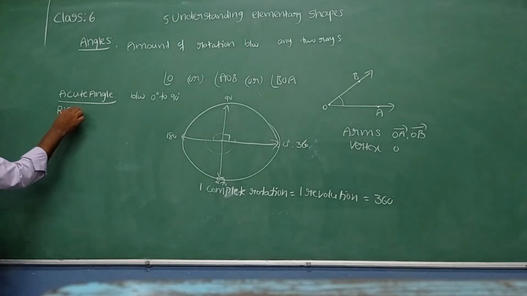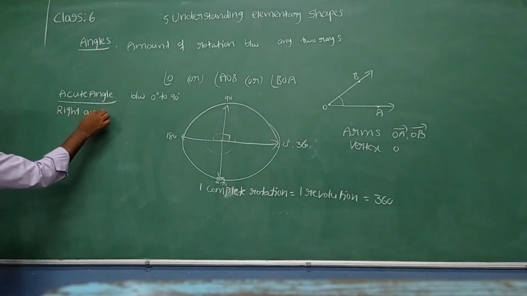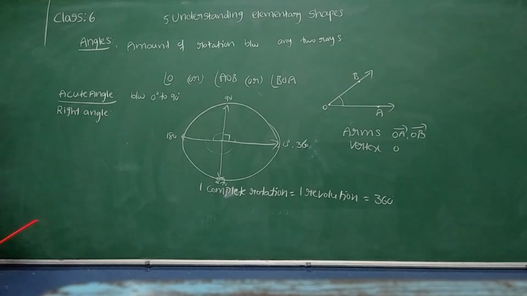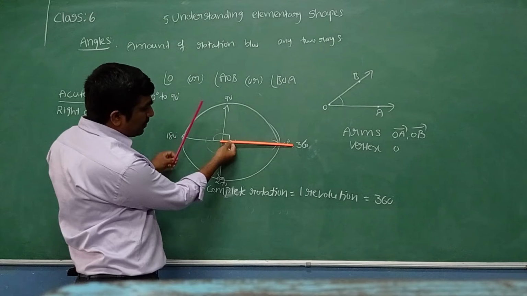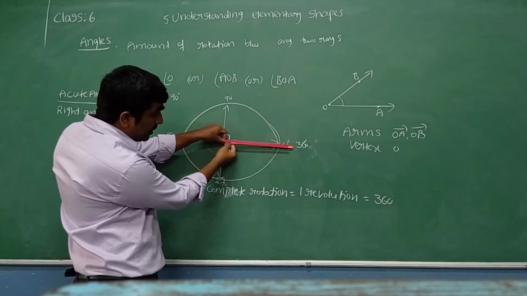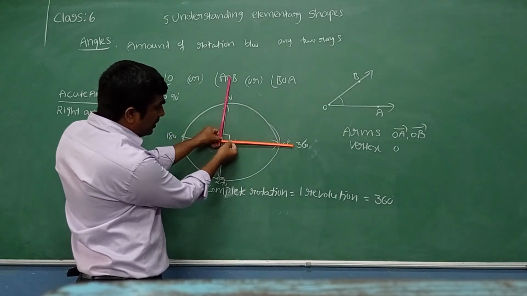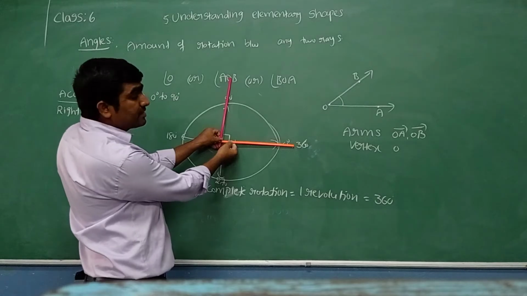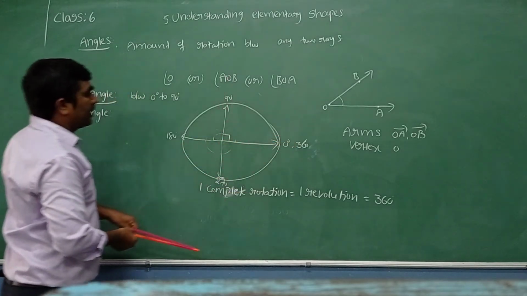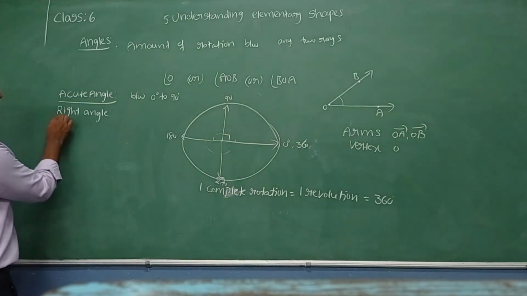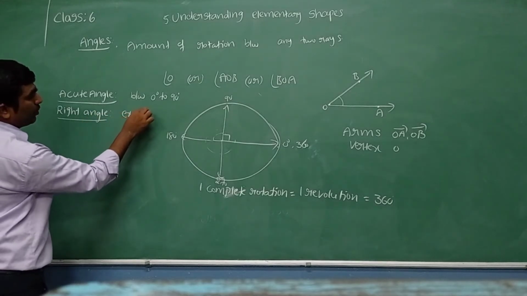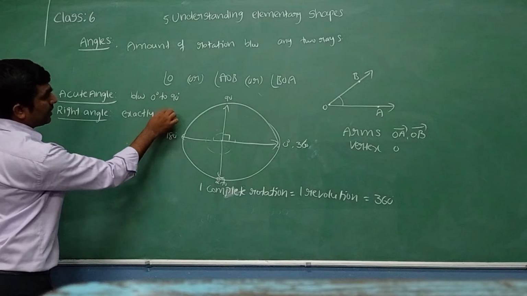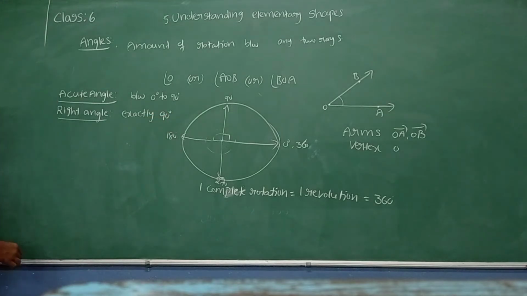What is meant by right angle? A right angle is nothing but an angle whose measure is exactly 90 degrees. One line segment will keep as it is, and the other line segment will rotate exactly vertically, like an exact L shape. It is called a right angle. So what do we call a right angle? An angle whose measure is exactly 90 degrees is called a right angle.